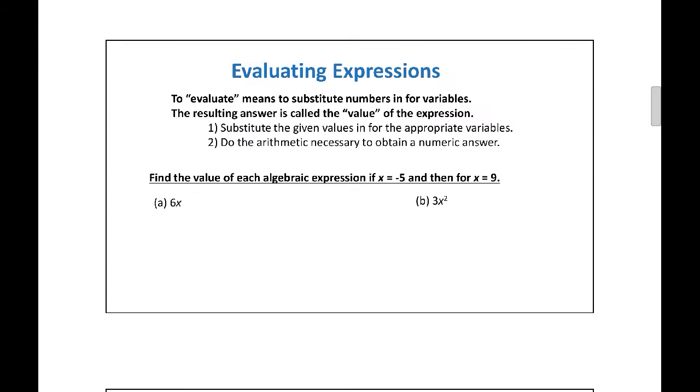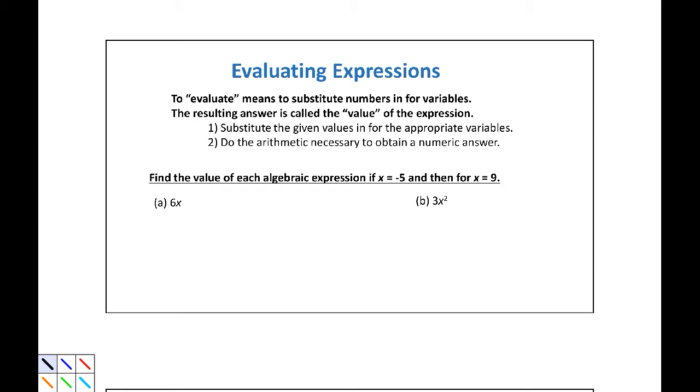Evaluating expressions. To evaluate means to substitute numbers in for variables. The resulting answer is called the value of the expression. First, we will substitute the given values in for the appropriate variables. And second, we will do the arithmetic necessary to obtain a numeric answer.